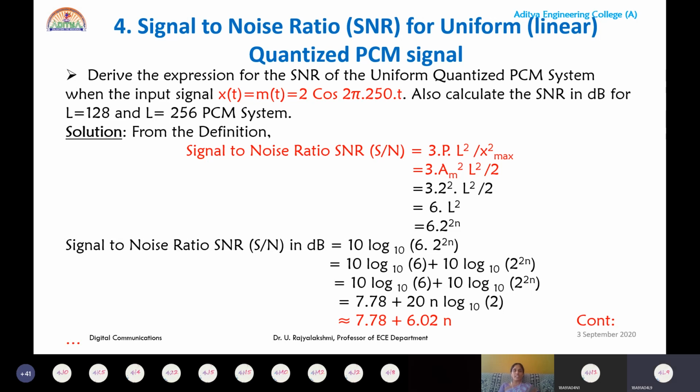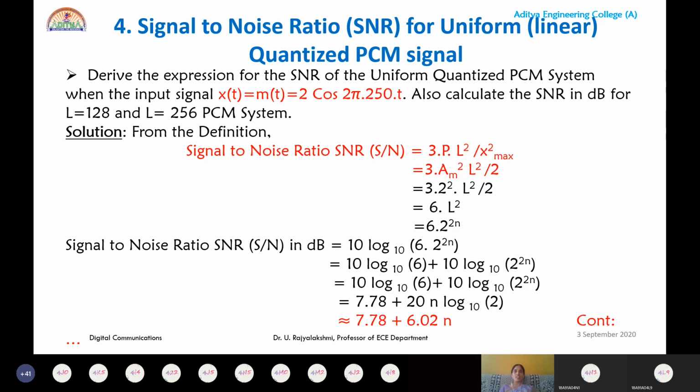So what is the general expression of SNR? Can you please tell me the general expression of SNR for a PCM system? 3P L square, 3P L square by x square max. X max you can consider it as 1. And P power is Am square by 2. Okay. So what is the peak power? Peak power P is equal to Am square by 2, because in the last slide itself we solved, Am by root 2 whole square divided by R. So Am square by 2R, and R is 1 ohm. So it will be Am square by 2.